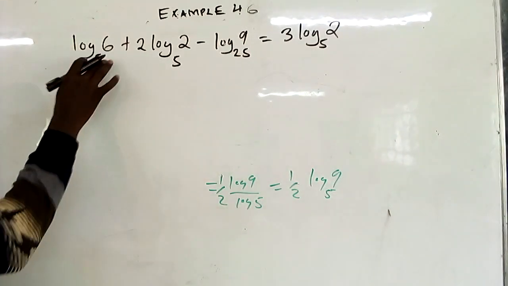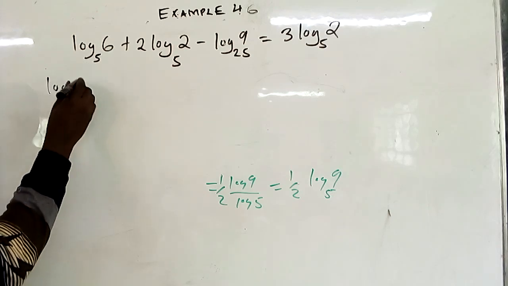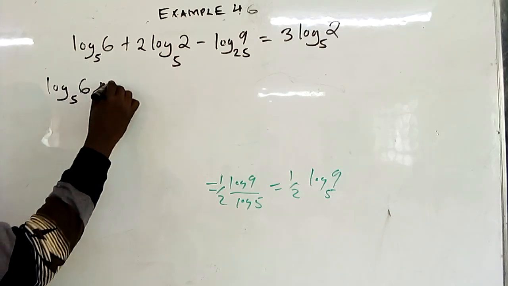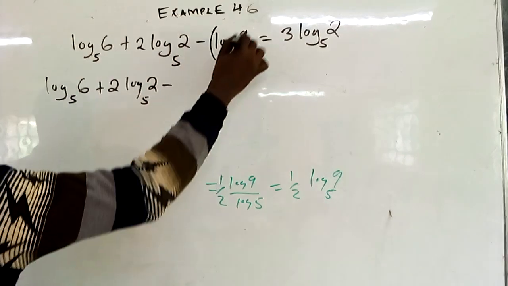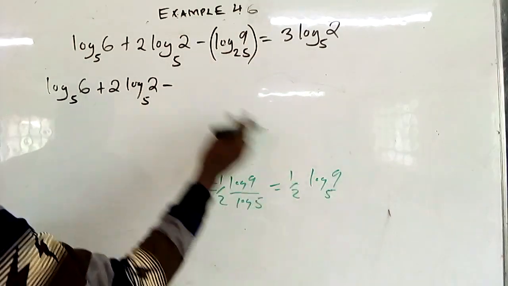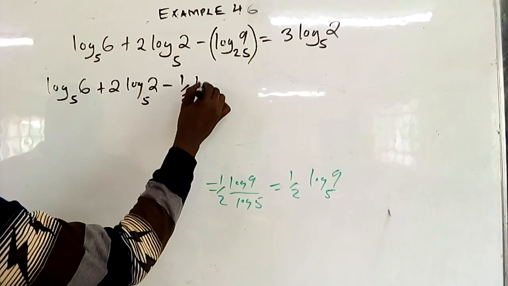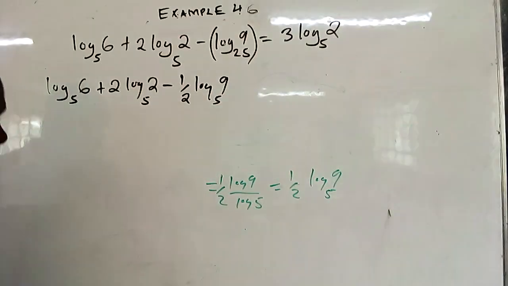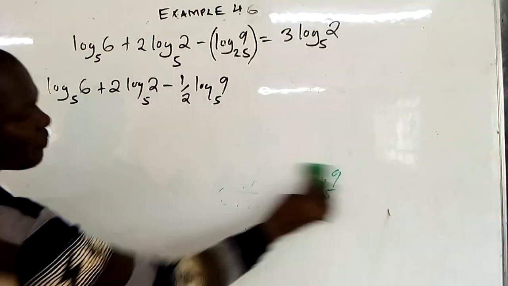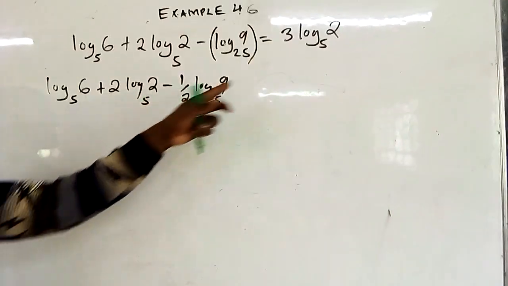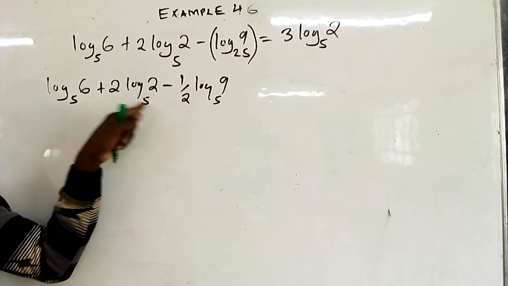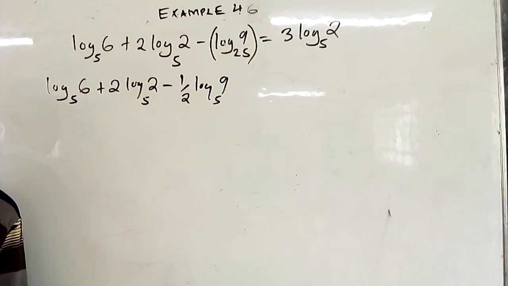What do we have? We have here log 6 to base 5 plus 2 log 2 to base 5 minus then this log 9 to base 25. We found it is the same as a half log 9 to base 5. So this is now what we deal with, until we now have the same base. We can now use laws of logarithm when we have the same base, isn't it? Are we together? What is the next step?